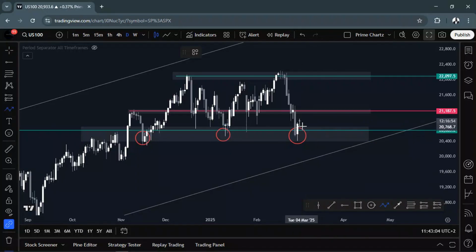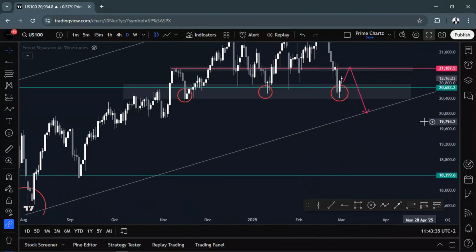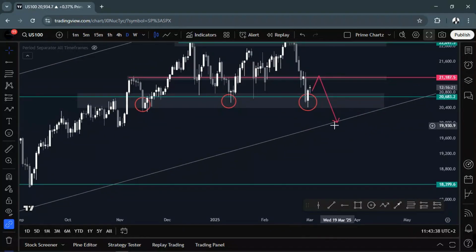Then from here we can have something like this. Price might push up and continue going to the upside, or we might see something like this. Price might reject from this resistance and continue pushing to the downside, right? So we don't know what's going to happen here.